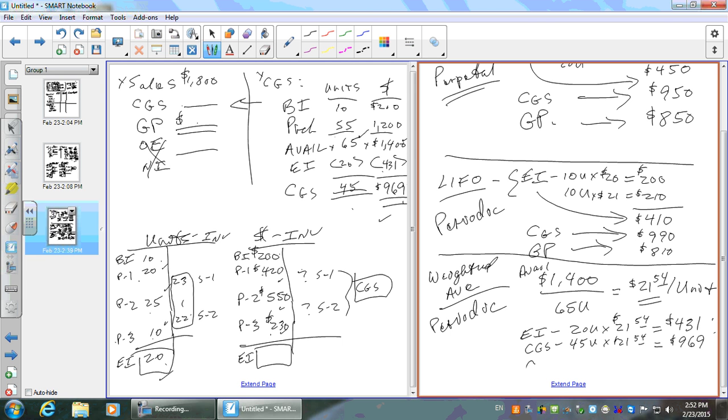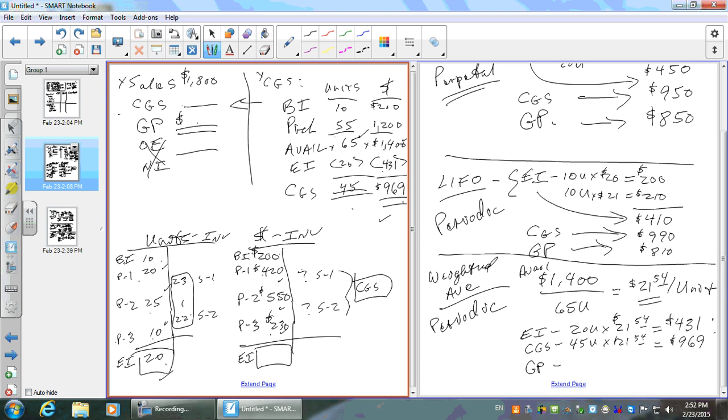Okay, so what would gross profit be, everybody? What would you do? You go back over here and plug the cost of goods sold in with the sales, right? What was the cost of goods sold? 969. What's 1,800 less 969?